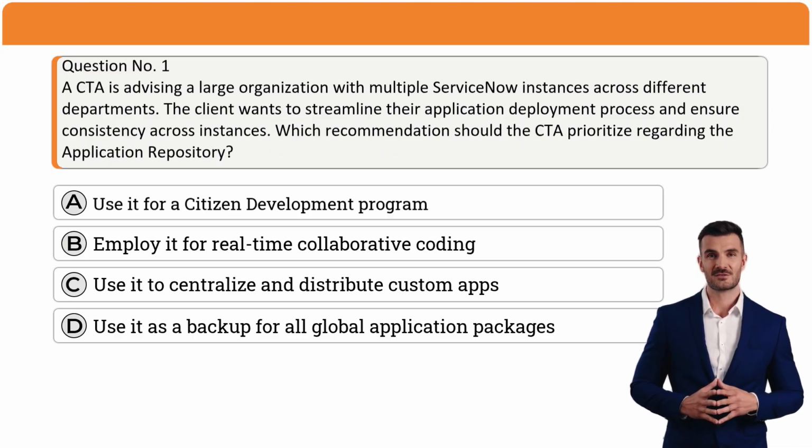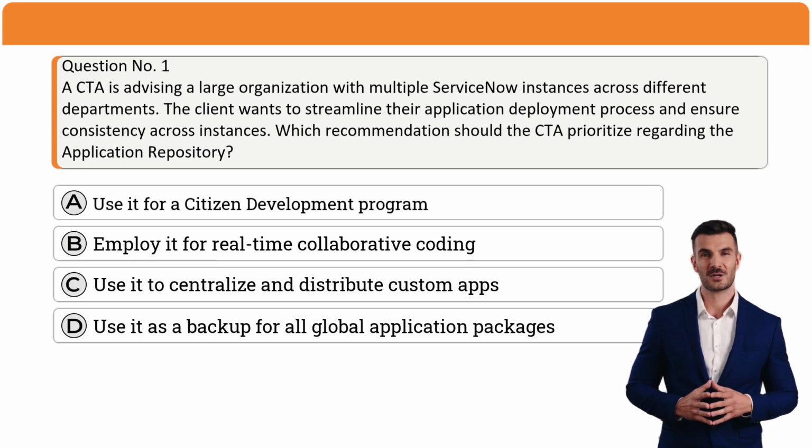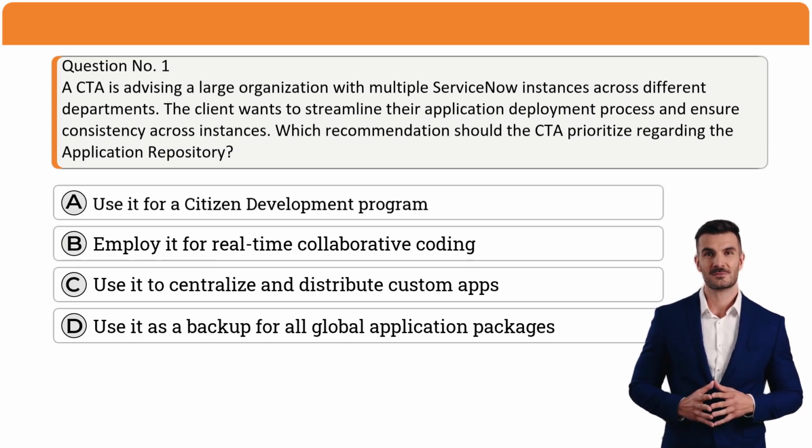A CTA is advising a large organization with multiple ServiceNow instances across different departments. The client wants to streamline their application deployment process and ensure consistency across instances. Which recommendation should the CTA prioritize regarding the application repository? A. Use it for a citizen development program. B. Employ it for real-time collaborative coding. C. Use it to centralize and distribute custom apps. D. Use it as a backup for all global application packages.